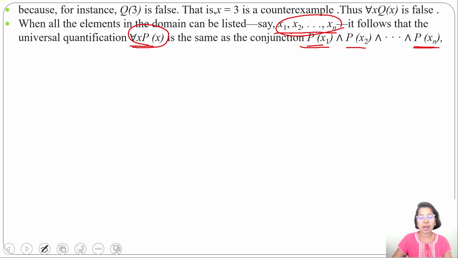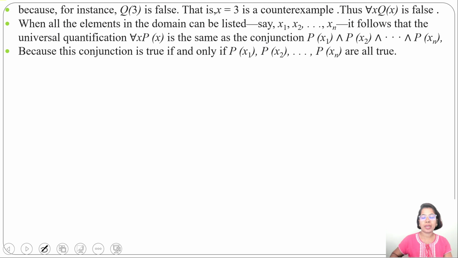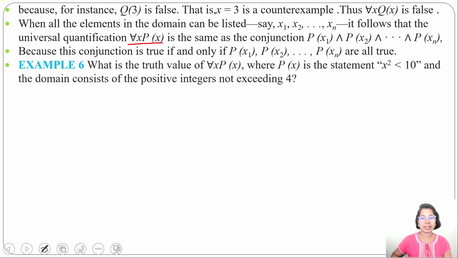And in case of and, true and true is true. If there is at least one false, then this whole will be false. As conjunction is true when P(x1), P(x2) and P(xn) are all true. If all are true, then only their and will be true. If at least one is false, then their and will be false. So for all x, P(x) is equivalent to P(x1) and P(x2) and up to P(xn). Let's see one example.